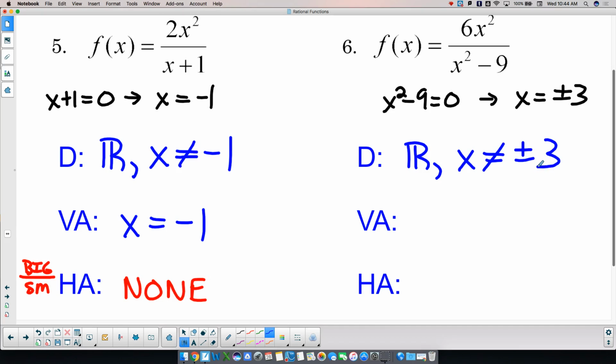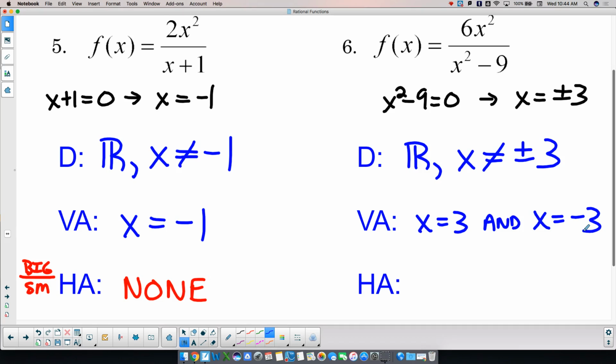Vertical asymptotes are what? x equals 3 and x equals negative 3. Okay. Degree of the numerator, 6. Degree of the denominator, 2. Bigger on top, smaller on top, or the same? Same. Okay, so since it's the same, what do I look at?